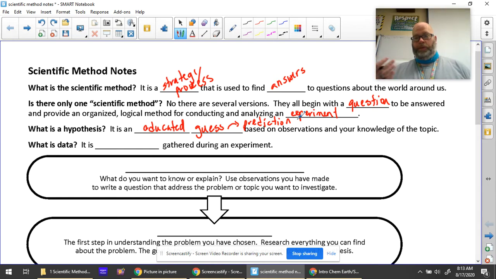Okay, so you don't need to reinvent the wheel. If somebody already has answered that question, then you just come up with a different question. All right, but it's an educated guess. It's just a prediction of what you think is going to happen based on observations and your knowledge that you've gained through the research.